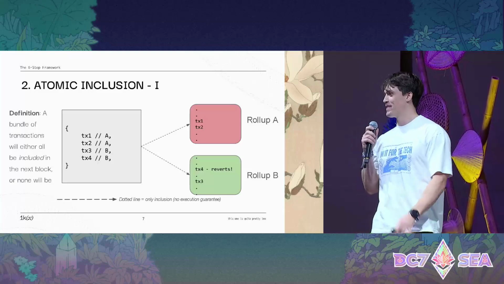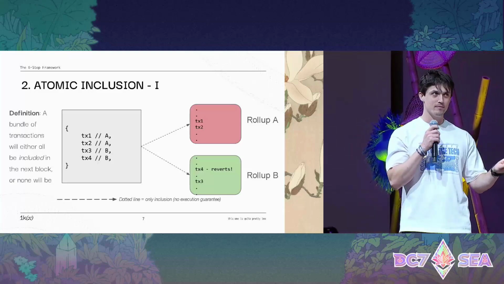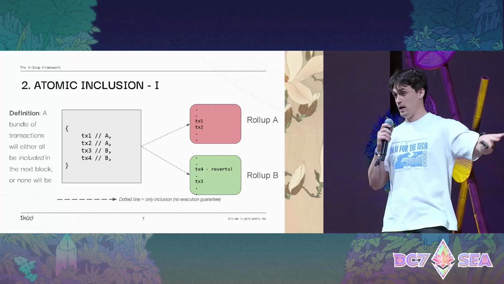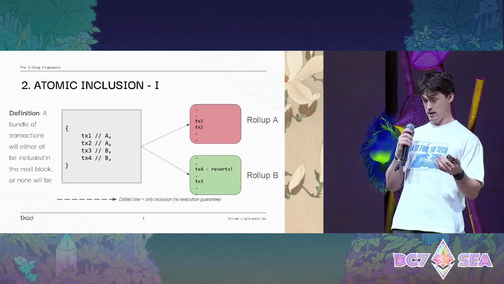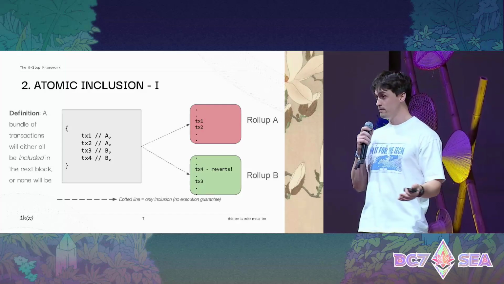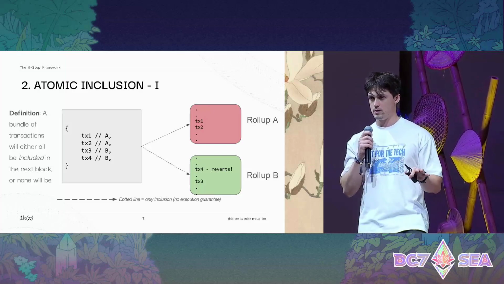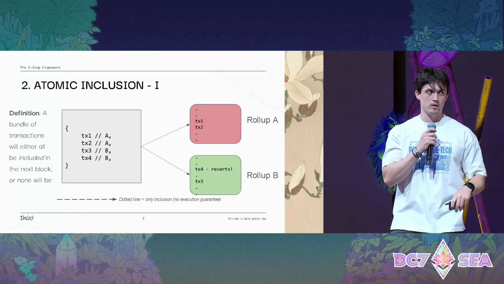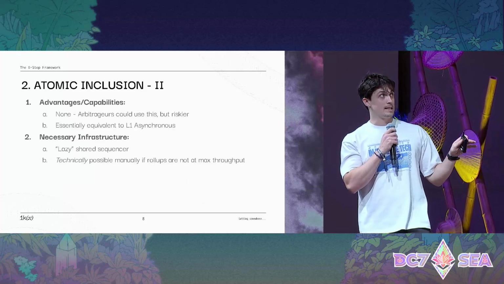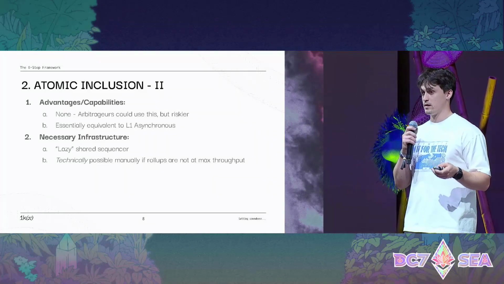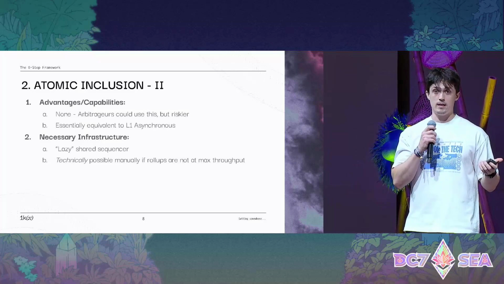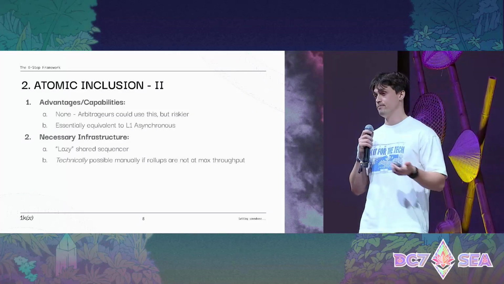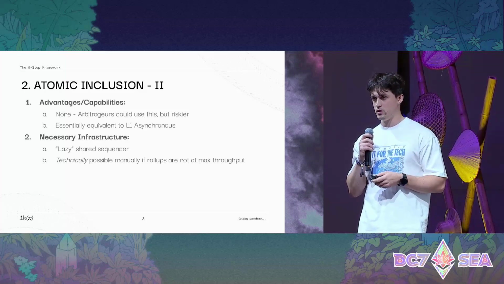Atomic inclusion. This is where things start to get a little bit more interesting. I think the way to understand this is we have a bundle of transactions and we have some shared sequencer that can guarantee inclusion, but it can't tell us whether things are going to execute successfully or not. So we can see over in the bottom here, rollup B might revert one of the transactions. So the impact of this is that it's really difficult to take advantage of any system with just atomic inclusion guarantees, because if you want to create a bundle of dependent transactions, you can't, because if one reverts, then this is going to have issues on the whole system.